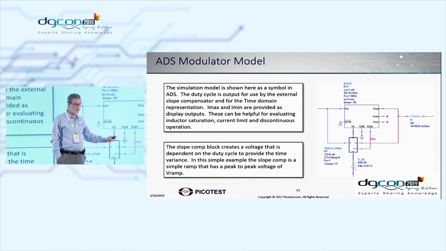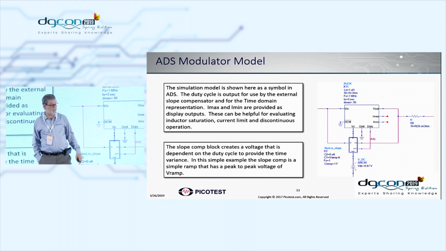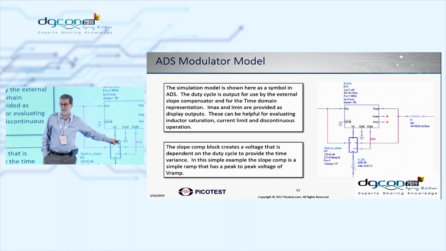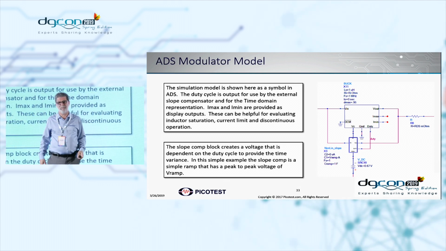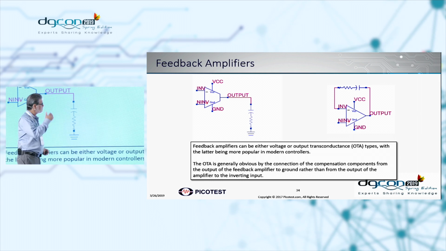We pair that with our universal slope compensator, and again, that's parameterized. You just plug in the parameters. We don't need to know the equations. We just need to plug in the parameters.